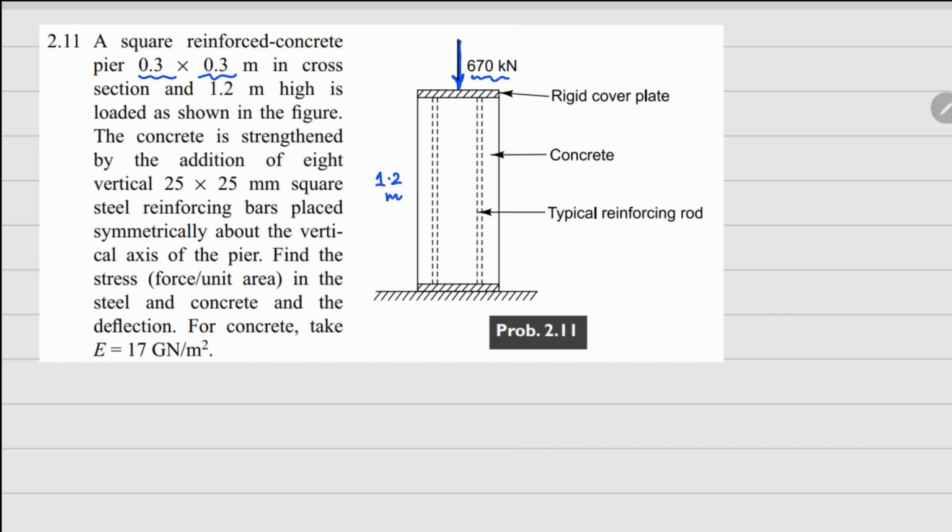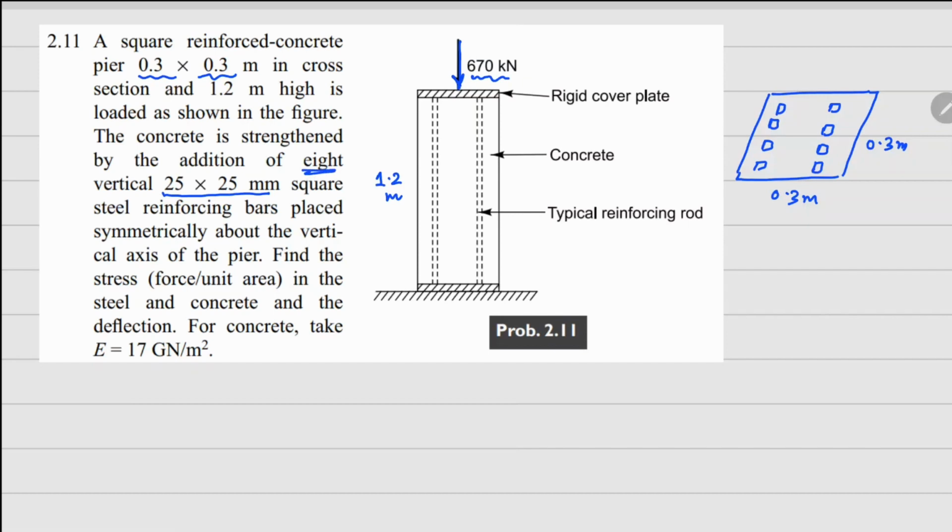And this is a concrete pier which is reinforced with 8 vertical bars, and their cross section is 25 by 25 millimeters. So if you look from the top here, this is the concrete pier. So this is 0.3 meters, this is 0.3 meters. So here there are 1, 2, 3, 4, 1, 2, 3, 4, total 8 such members.